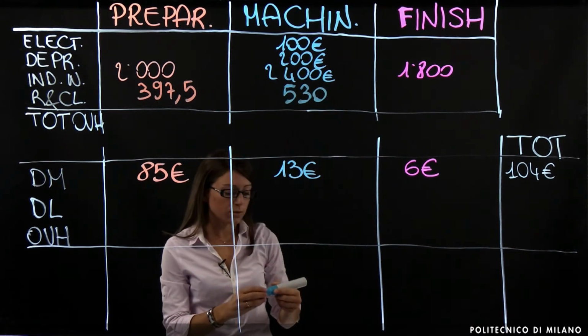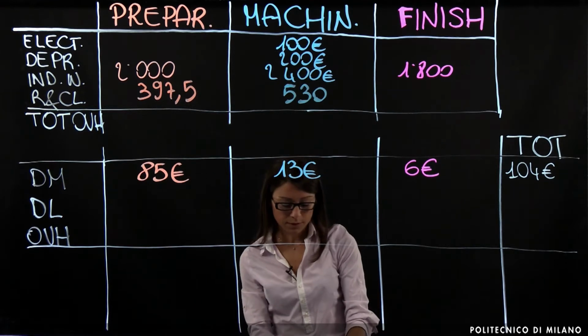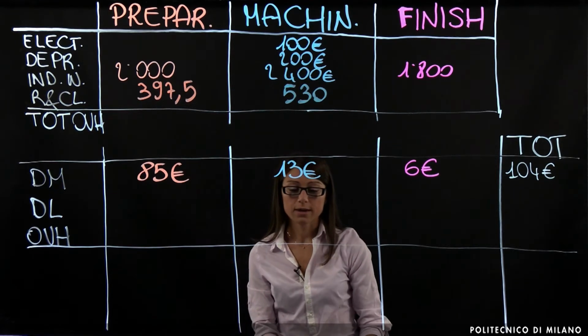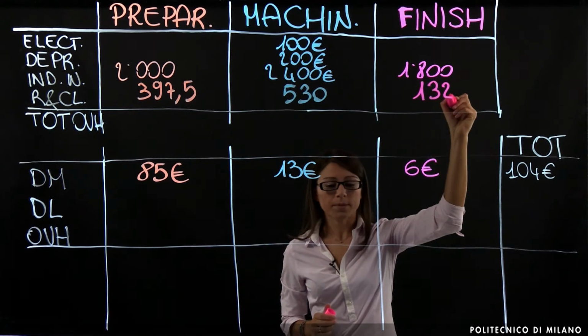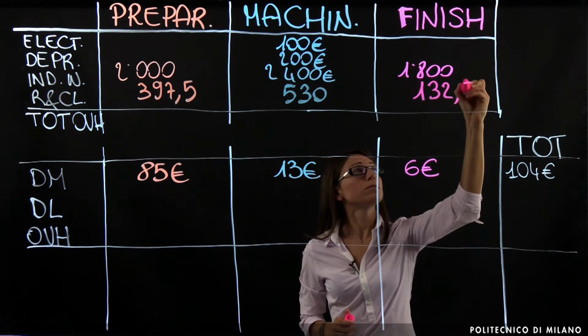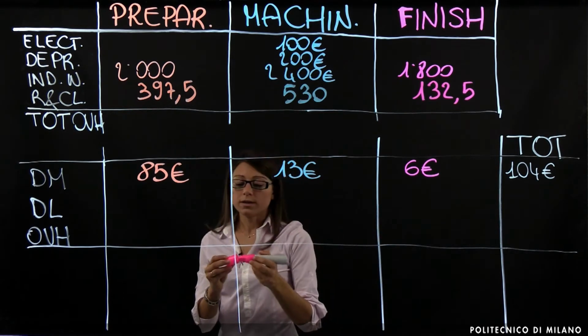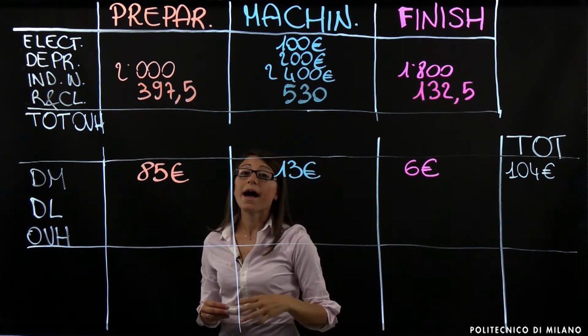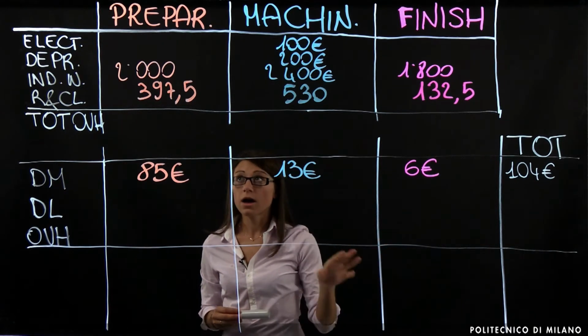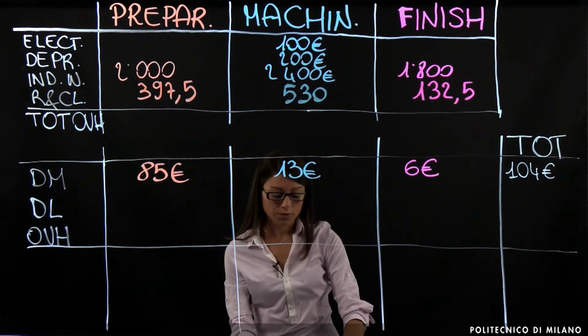And finally, we can do the same with the finishing department by multiplying the value of K by the number of square meters. So we will have 132.5. After doing this, if we just sum the values of each column, we can identify the total value of the overheads, which can be assigned to each of the 3 departments.